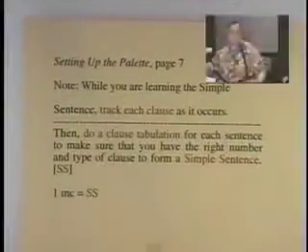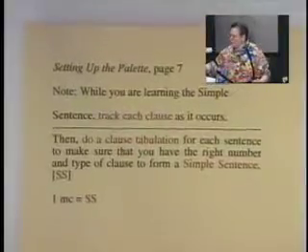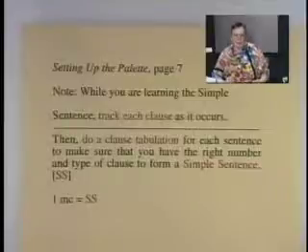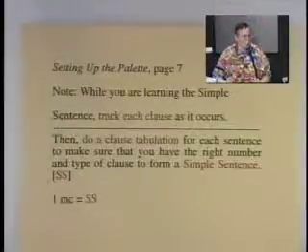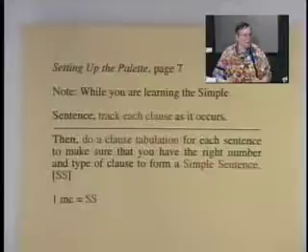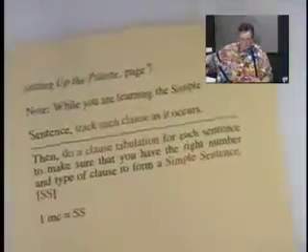While you're learning sentence structure and reviewing the simple sentence in particular, I'm suggesting that you learn to track every clause as it occurs. And also do a clause tabulation for each sentence. We just did that a minute ago, to make sure that you have the right number and type of clause, in this case, to form a simple sentence. So one main clause, I can indicate it 1MC, or I can indicate it M-1, either way, equals SS, a simple sentence. And I would make those notes.